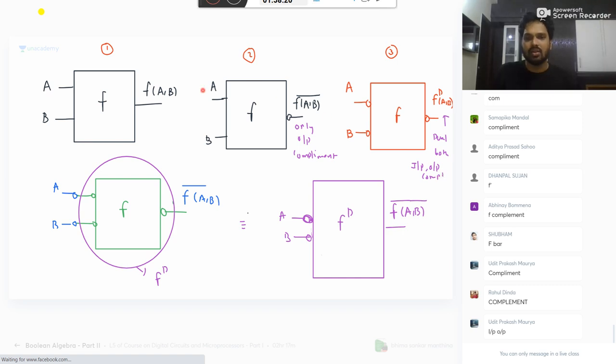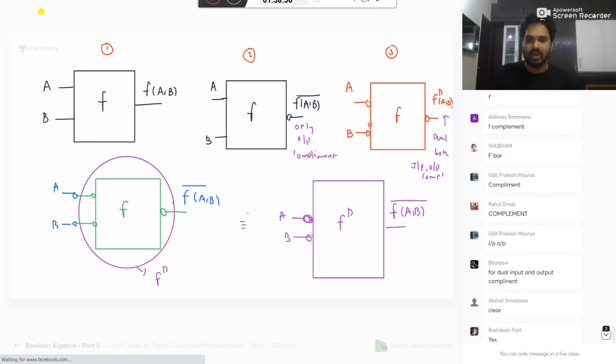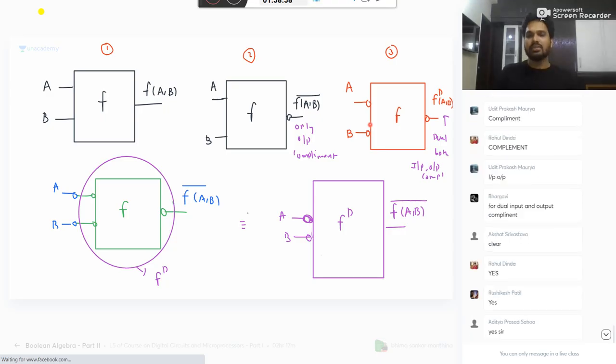Okay, these are not equal. These are three different cases. One represents the function, another represents the complement, another represents the dual. Right. First three figures, is everybody clear or not? Very good. Now, please listen.